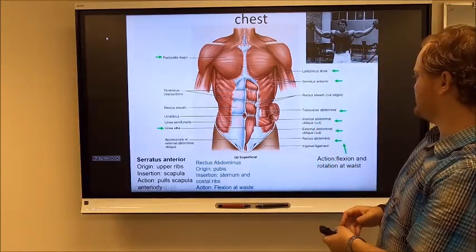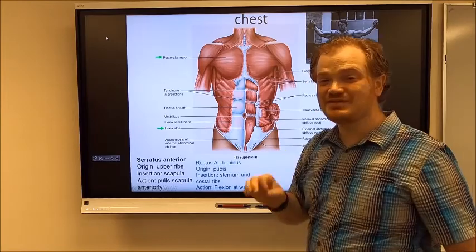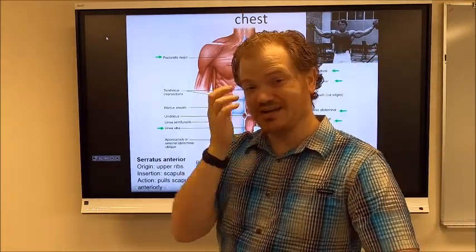And that's what they're trying to show you here. You can see the internal oblique and the transversus abdominis. I'm not as concerned with that at this stage. I'm simply pointing out that your muscles are in layers.